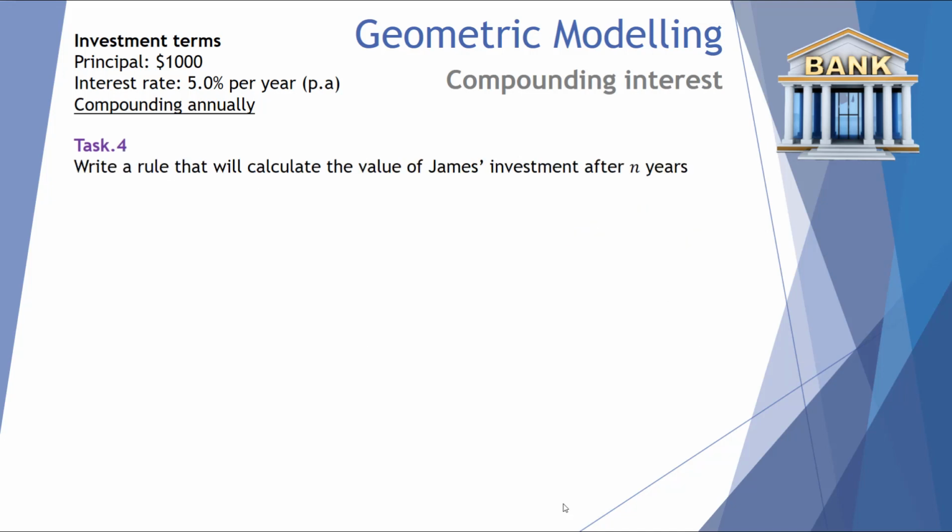Task number 4, write a rule that will calculate the value of James's investment after n years. We saw from our previous example that using a linear recursion can take considerable terms to calculate some future value. Let's find a simpler way using a general rule.